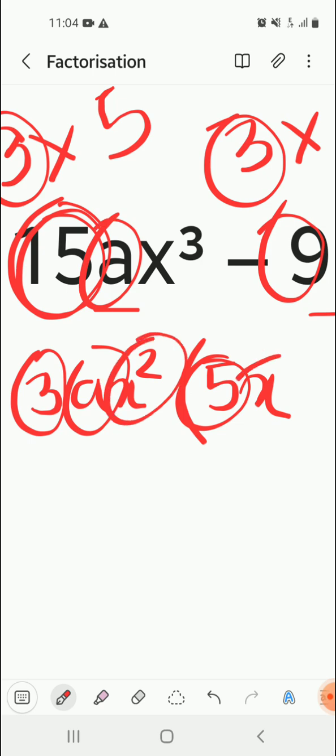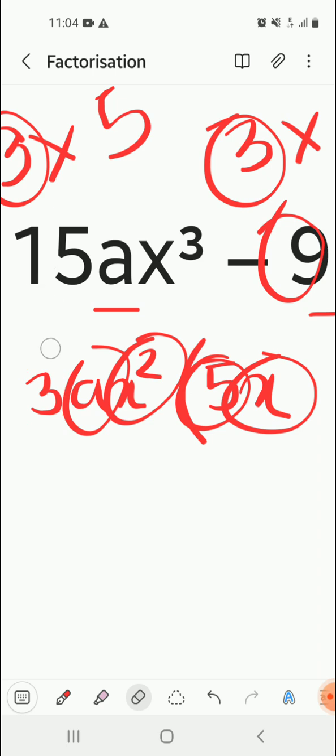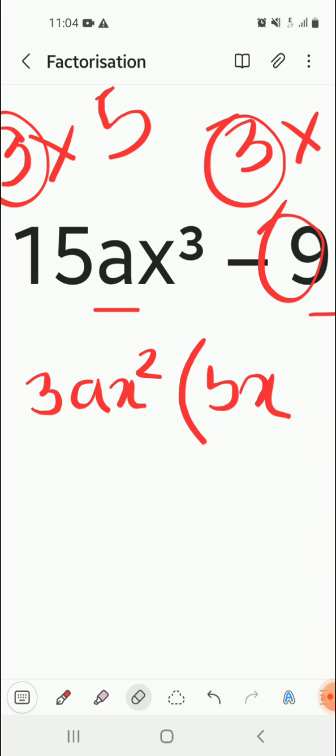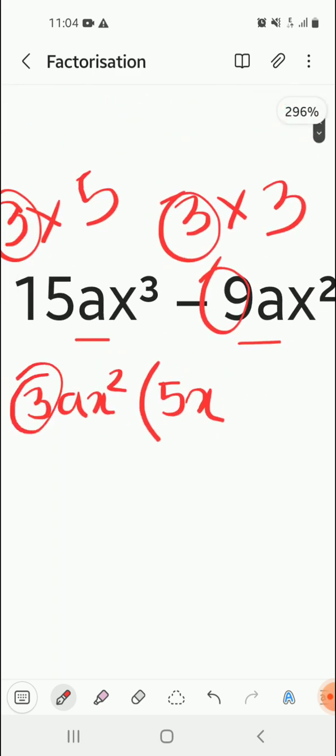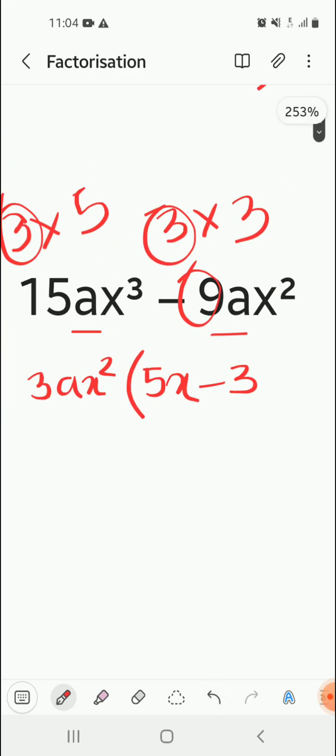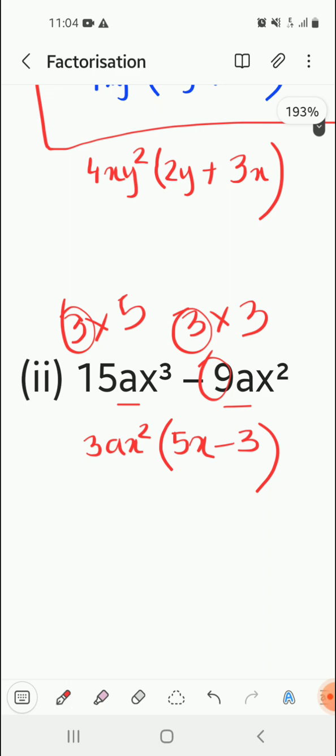A. X square into x is x cube. So this is how we actually do this. Moving on to the next one. Minus 9ax squared. Here we have got a 3 and here we have got 9. So 3 into 3 is 9. So we will write minus sign, then 3. A is already given in both the cases, and x square is also given. So this ends over here. That's it. This will be the answer.